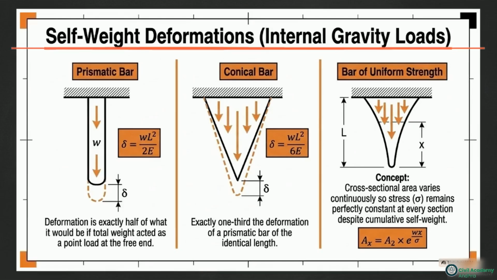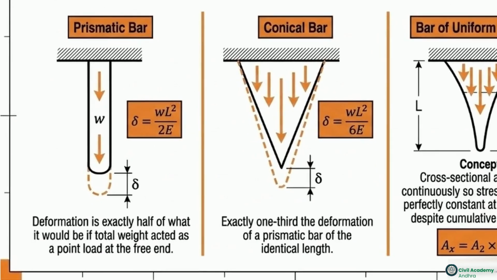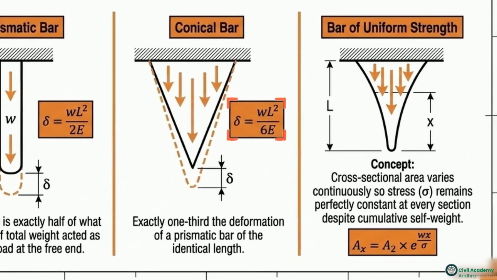This diagram shows deformations caused by internal gravity loads. You have to explicitly differentiate specific weight, lowercase w, from total weight, uppercase W. On the left, look at the prismatic bar. Its total deformation is exactly half of what it would be if all its weight acted as a single point load at the very free end. The formula becomes lowercase w times L² over 2E. In the center, a conical bar's total self-weight deformation is exactly 1/3 the deformation of a prismatic bar of the identical length. That gives us W times L² over 6E.